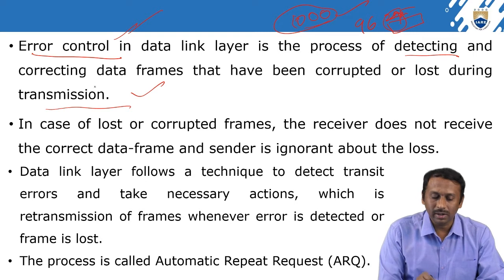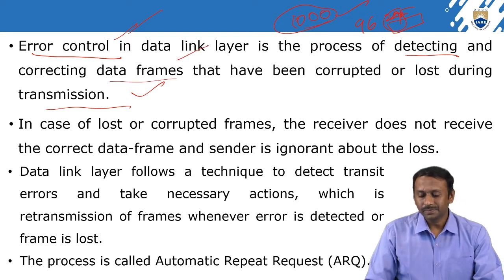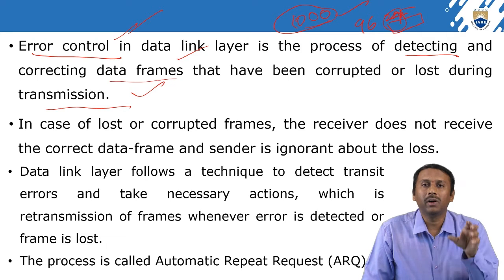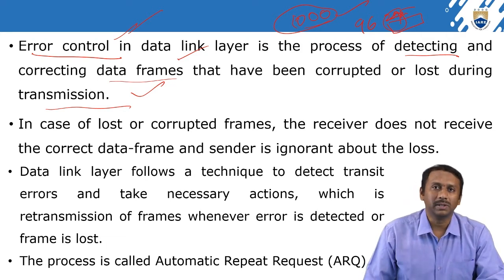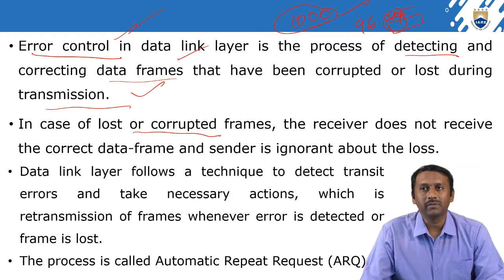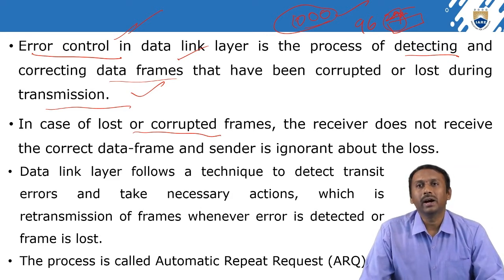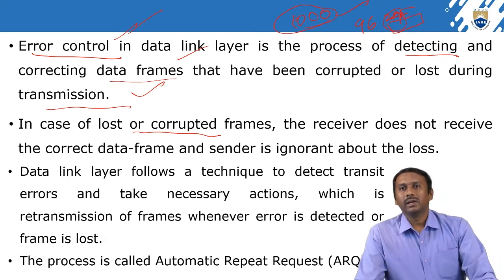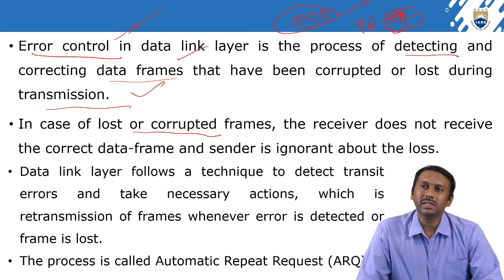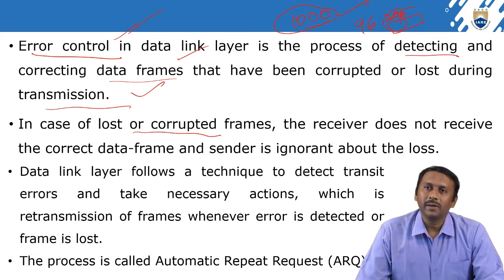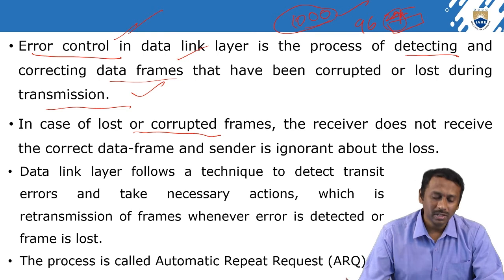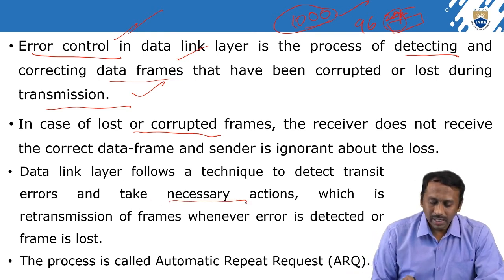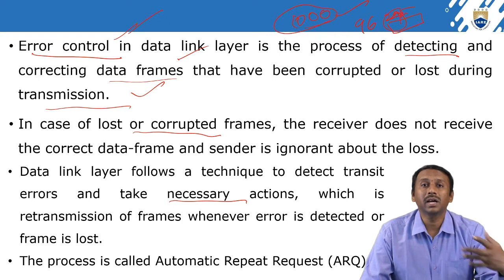So this error control mechanism has to identify where exactly the error occurred, where exactly the data was lost. These things need to be identified, and the data frames corrected, and only the corrected or lost frames need to be retransmitted. In case of lost or corrupted frames, the receiver does not receive the correct data frame, and the sender is ignorant about the loss. The data link layer follows a technique to detect the transit errors and take necessary actions, which is retransmission of frames whenever an error is detected or a frame is lost.